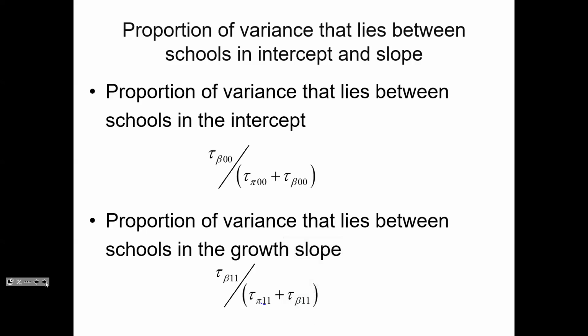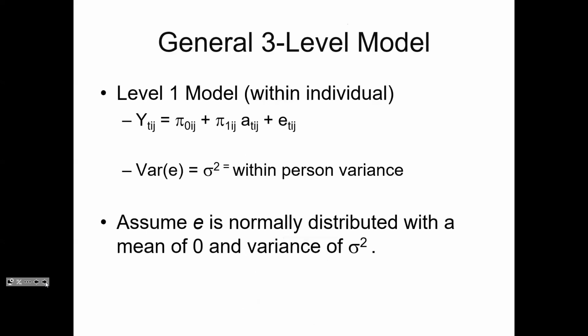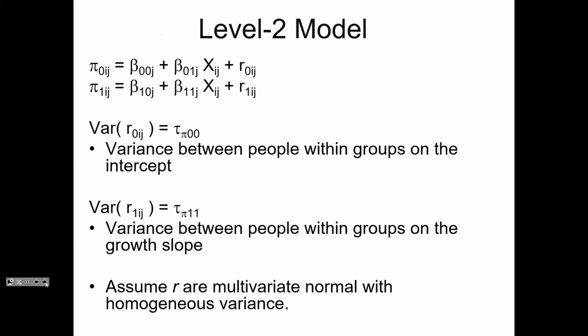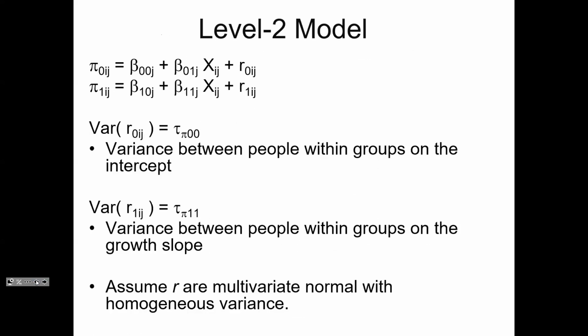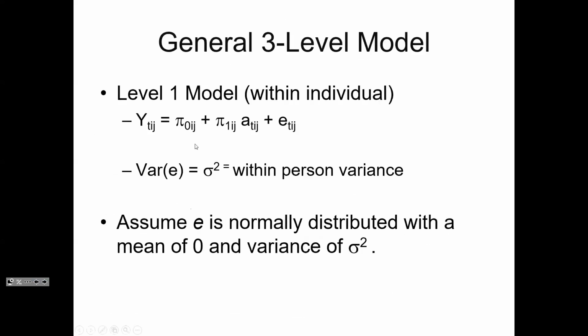All right. And then I'm just going to show you. Just imagine that I put this all together, and I put in a level 2 covariate, let's say. So let's go back here. Imagine a general 3-level model with one covariate at level 2 and one covariate at level 3.